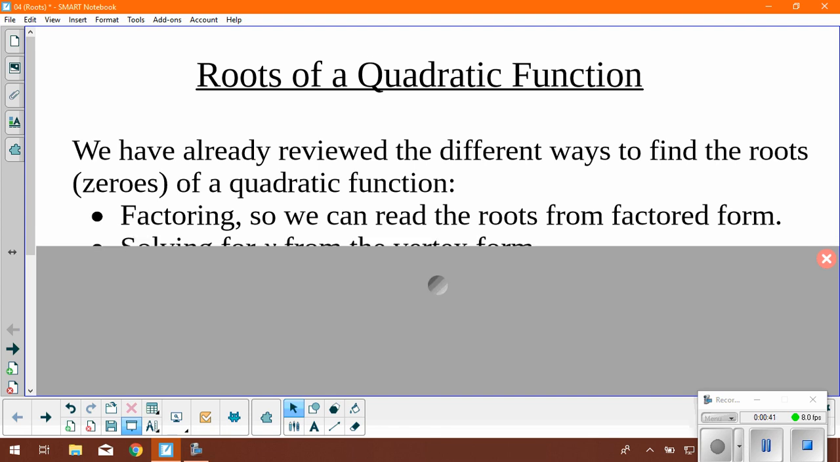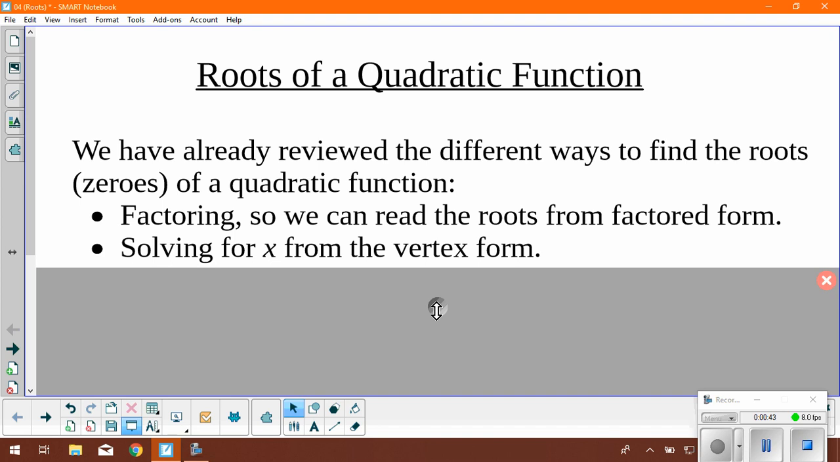The second way was that if we are in vertex form, we could just solve the equation for x directly from there. And that was useful yesterday when we were doing the inverse, because that's essentially what we ended up doing. We would switch x and y and then solve for y. So same kind of idea. From vertex form, you can directly solve for x.